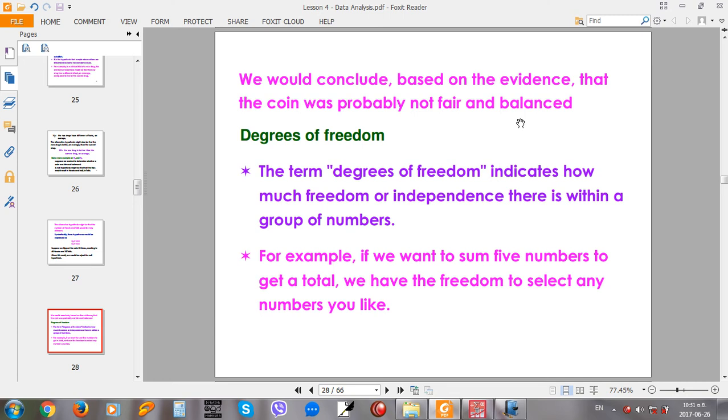Then the next thing is degrees of freedom. The term is not degree of freedom, it is degrees of freedom. The term degrees of freedom indicates how much freedom or independence there is within a group of numbers. For example, if you want to sum 5 numbers to get a total, we have the freedom to select any numbers you like.